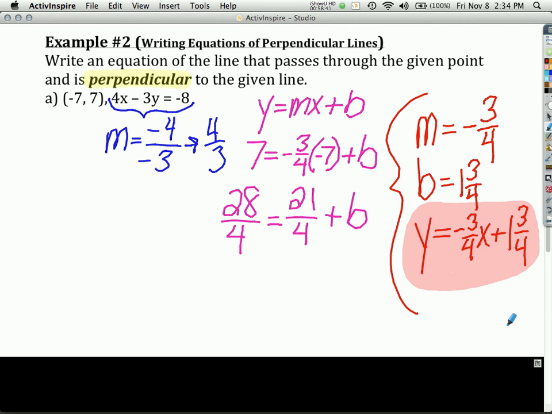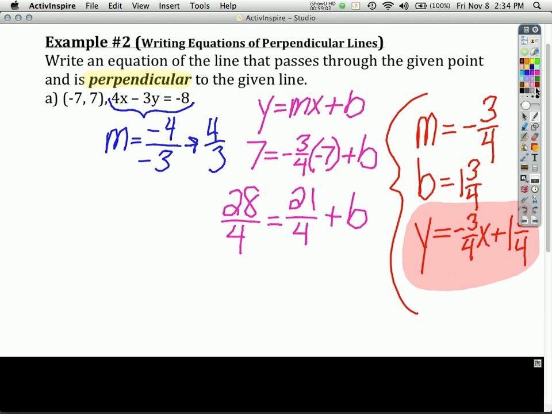Yes, yes, yes, yes, and yes. Could 2 perpendicular lines have the same y-intercept? Yes. Very good point. Just explain again how you got 28/4. Okay, how did I get the 7 so that it was 28/4?